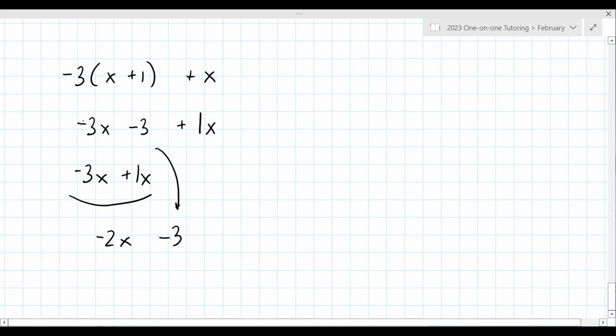We should maybe spend a little time next time doing that, adding and subtracting positives and negatives, but good job today. I'm going to go ahead and stop here.